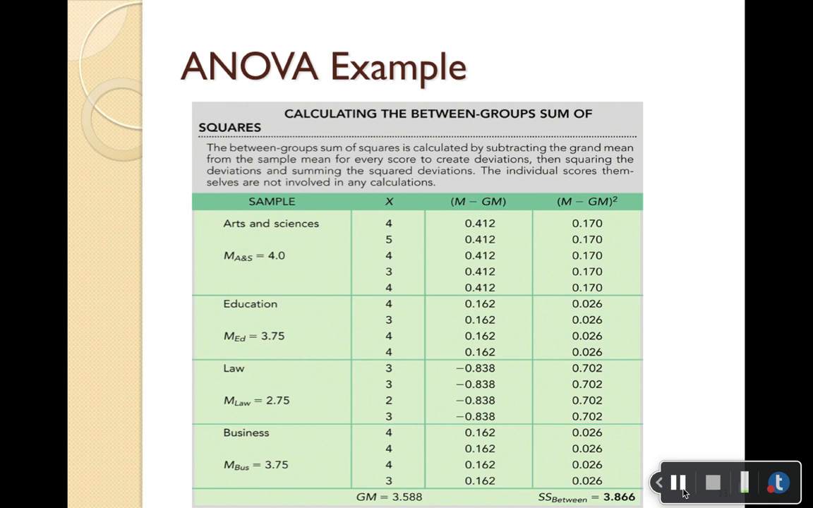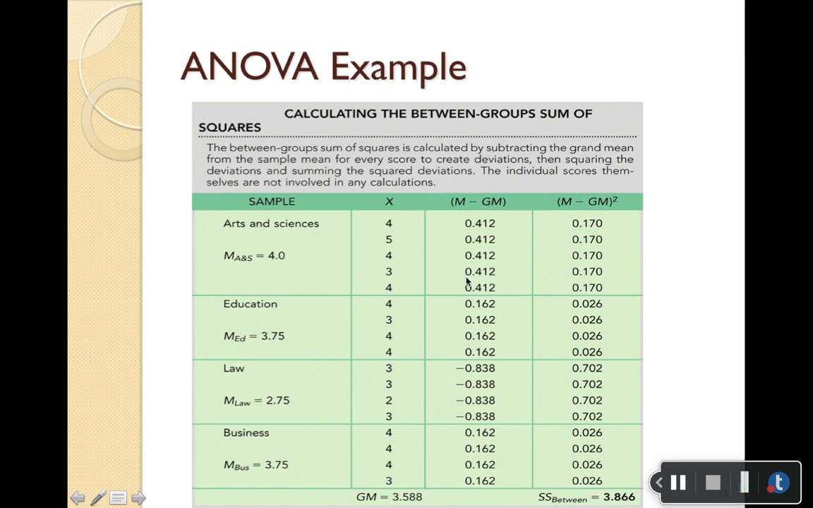Next and last, we have the sum of squares for between groups. And this one's kind of the weirdest one, I think, to wrap your brain around. But in this case, we're subtracting the grand mean, so we're going back to that 3.588. We're subtracting the grand mean from the sample mean, or the group, but we're doing it for every single score. So because I have 5 people in arts and sciences, the group or sample mean for arts and sciences was 4.0. I'm going to subtract the grand mean from the group mean of 4.0, and I'm going to do that 5 times over.